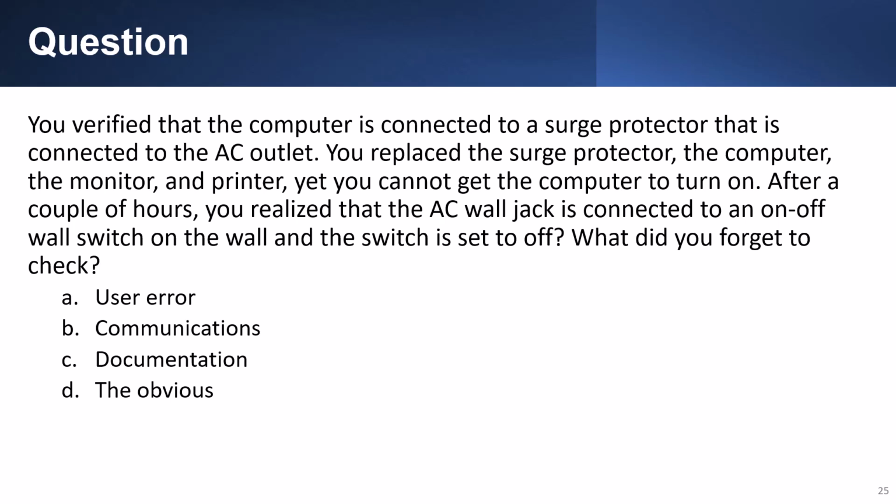Question: You verified that the computer is connected to a surge protector that is connected to an AC outlet. You replace the surge protector, the computer, the monitor, and the printer, yet you cannot get the computer to turn on. After a couple of hours, you realize that the AC wall jack is connected to an on-off wall switch. What did you forget to check? Answer: The obvious. Make sure you check the obvious because obvious is simple things that are often overlooked.